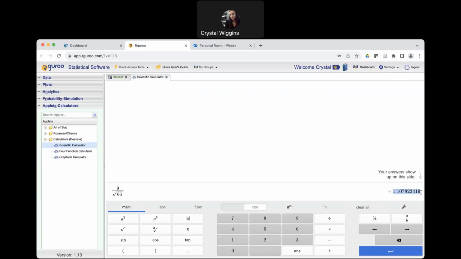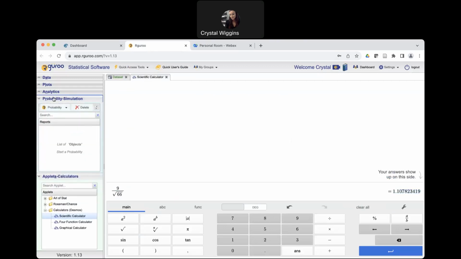So if you highlight the number and you hit Control C if you're on a PC and Command C if you're on a Mac, you'd be able to copy this number exactly how it is and put it into the correct space in the continuous probability calculator. Let's bring up that calculator now. So if we come over here to the probability simulation area, drop down our probability menu, and select the continuous probability calculator, just like we did in the last chapter.